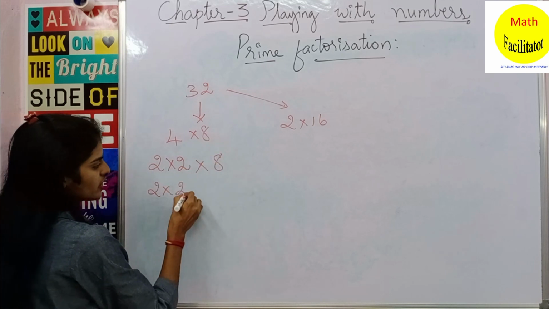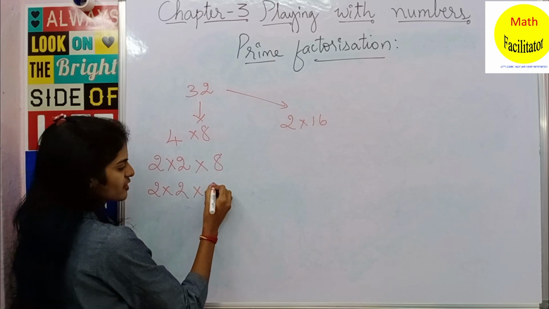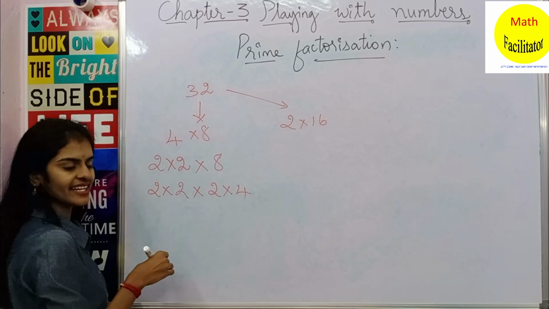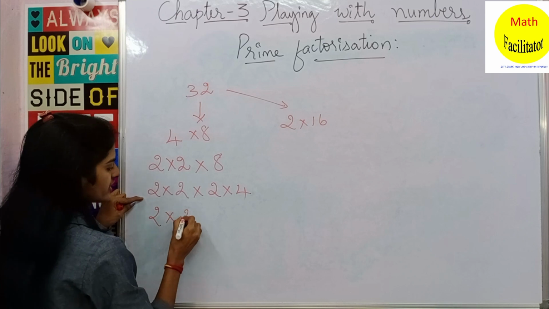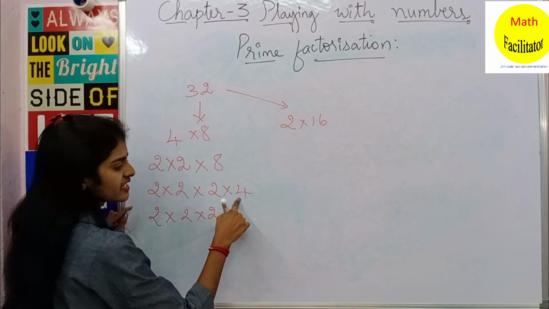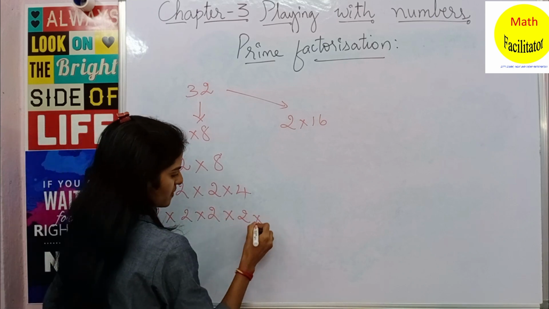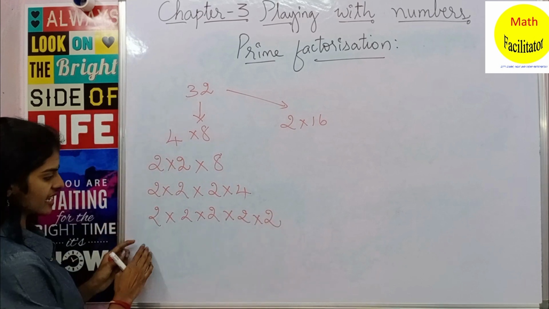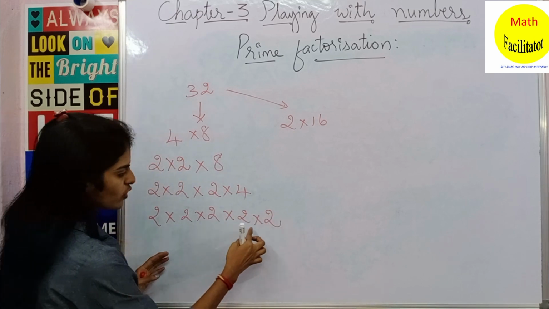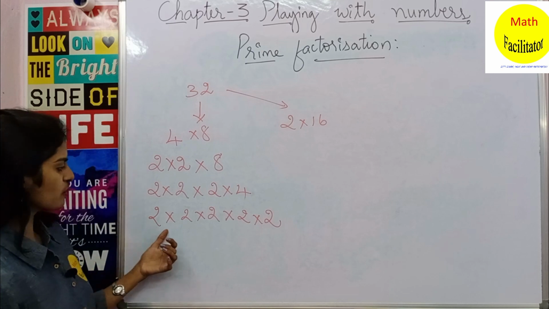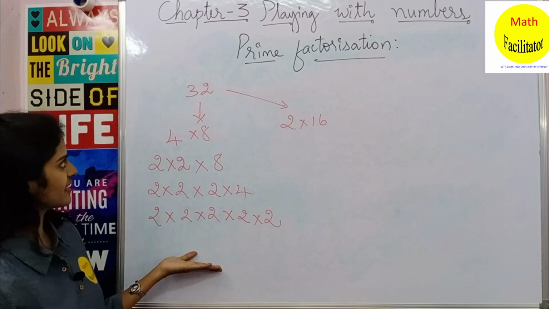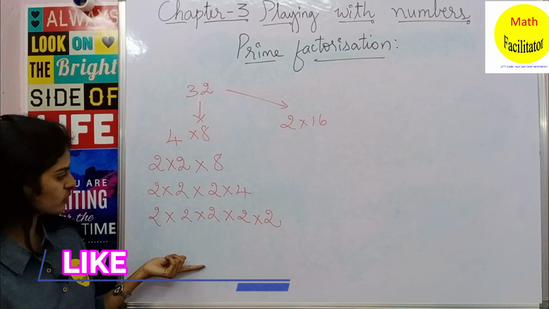Now 2 into 2 into this 8, also I can split it as 2 4s are 8. Yes, again bringing down all the numbers. Again this 4 I can split it as 2 2s are 4. Yes, so how many times did you get 2? 1, 2, 3, 4 and 5. So 2 multiplied 5 times is nothing but the factor of 32, yes or no?